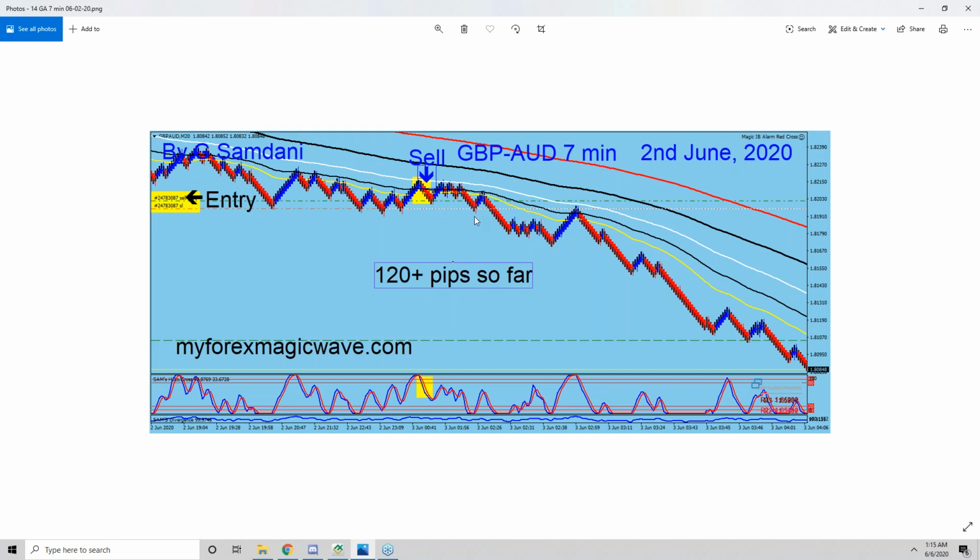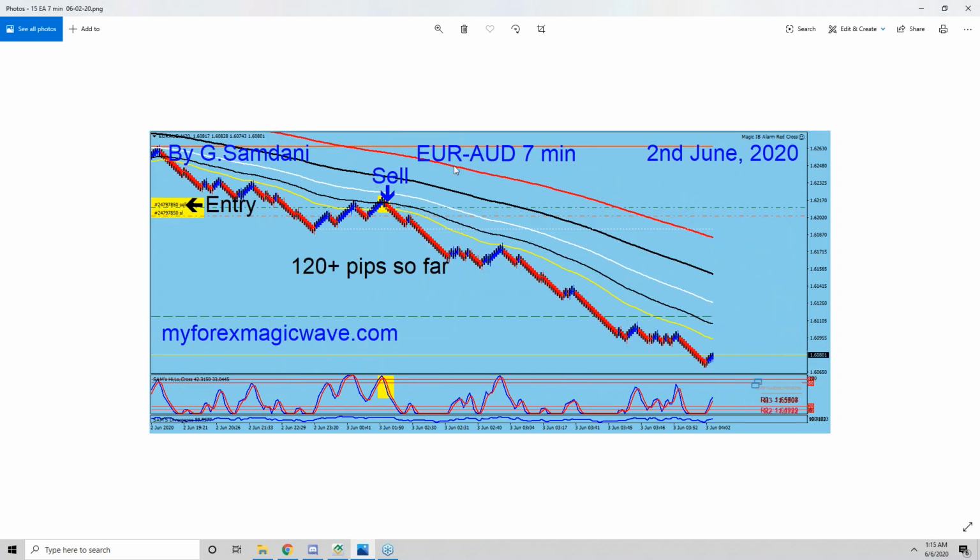Pound Aussie, 7-minute chart. It was beautiful. I even posted this on the Telegram that it's going to drop, and it did. This one and Euro Aussie as well, for 120 pips from the 7-minute chart. And here's the Euro Aussie. Again, it dropped, also from the 7-minute chart. Both gave me very beautiful entries. Euro Aussie, like I said, Aussie getting strong. So Aussie on the right-hand side, these two pairs just keep going down on the second.